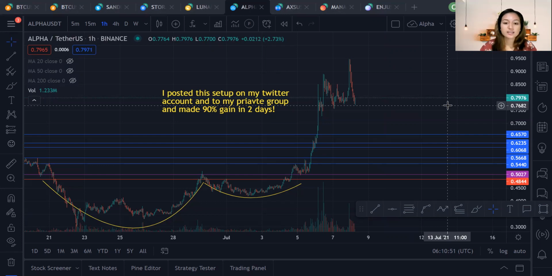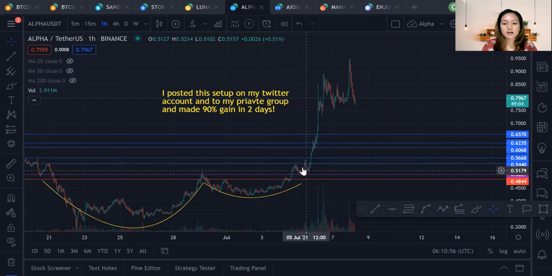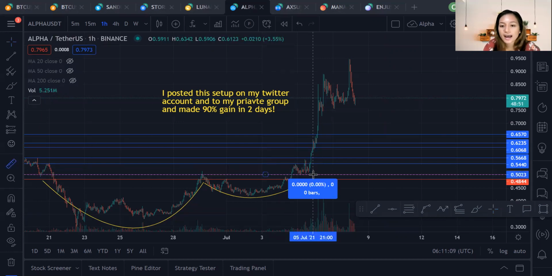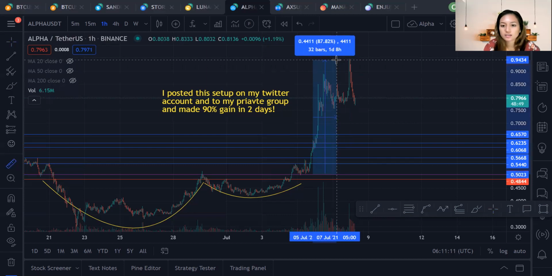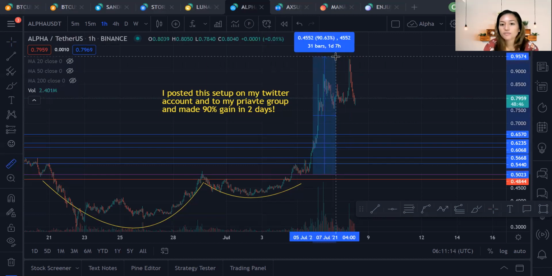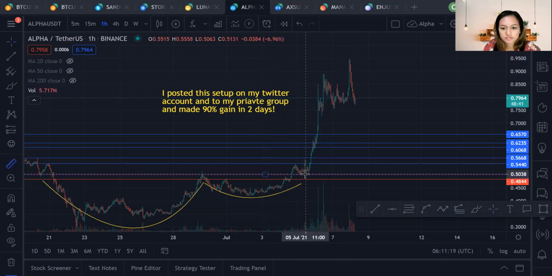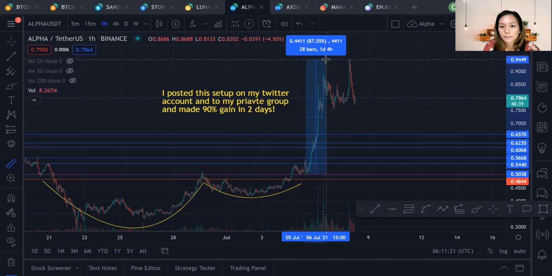I tweeted this, so you can check my Twitter account if you want some proof. I told you to buy around this purple line. You can see there was a consolidation here. I told you to set a buy limit order at this purple line. And now if we measure that, the maximum gains at the top are around 87%.